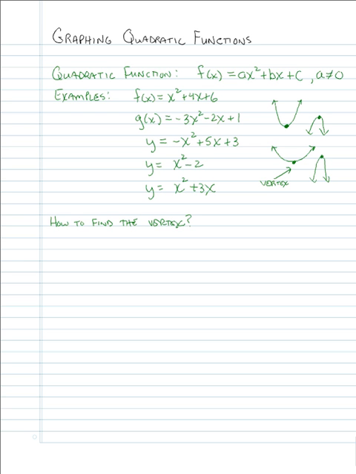Now, if you draw a vertical line through that vertex, like I've done here, that vertical line is called the axis of symmetry. Sometimes it's just called axis. Sometimes it's called axis of symmetry. It just depends on the book you're reading. And the idea behind that axis of symmetry is that if you fold the graph along that axis, the two sides of the parabola match.